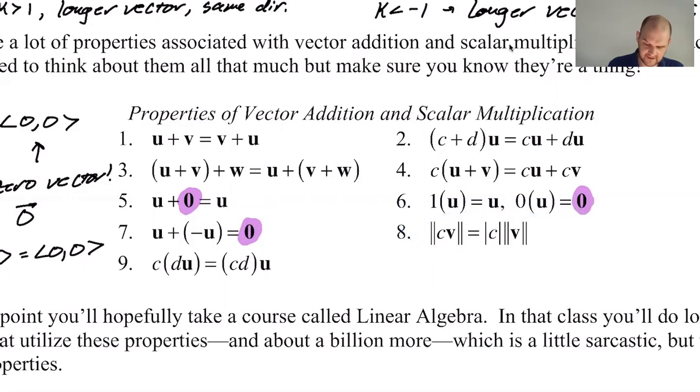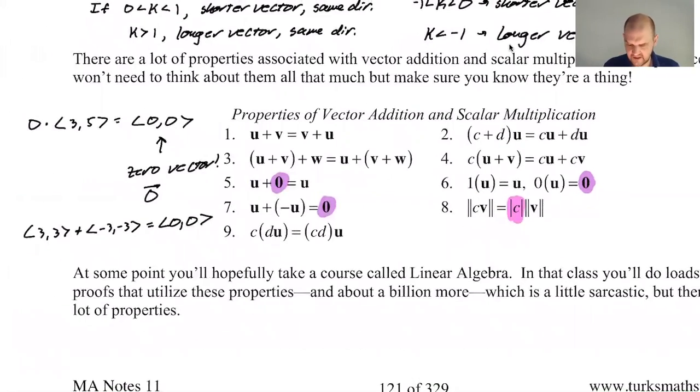And I would say it's the pickiest because you actually get the absolute value of your scalar times the magnitude of the vector, which makes sense because magnitudes can't be negative. So if the scalar is negative, you just get the absolute value of the scalar times the length of the vector that you're scaling.